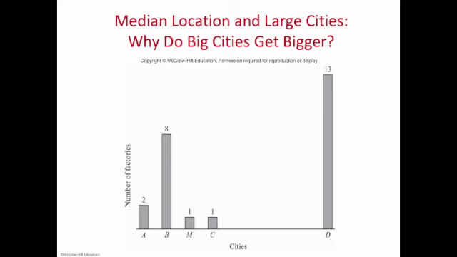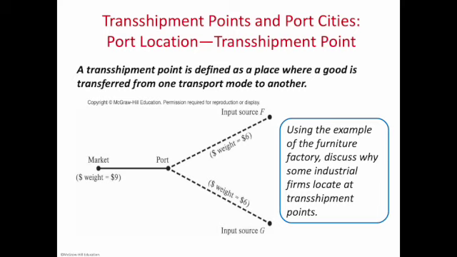Transshipment points and port cities. Port location, transshipment point. A transshipment point is defined as a place where a good is transferred from one transport mode to another. Using the example of the furniture factory, discuss why some industrial firms locate at transshipment points.